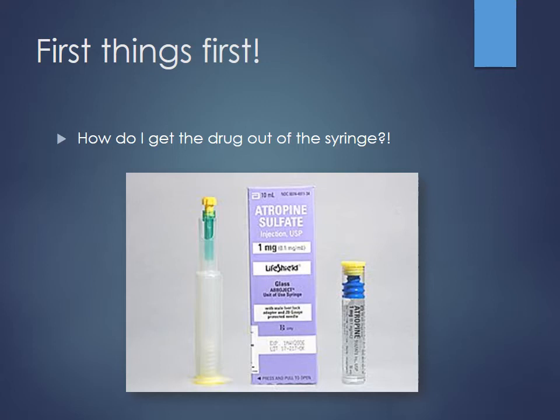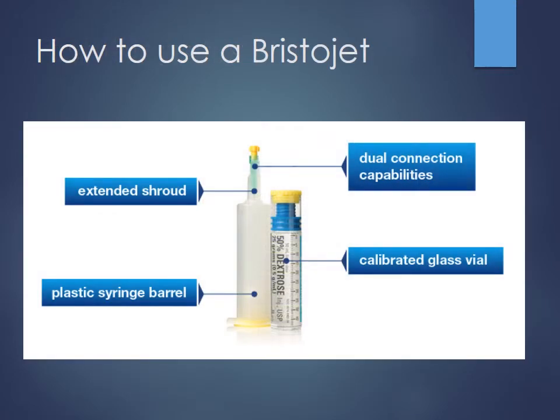Anywho, so what you end up getting out is this kind of barrel here with the needle end on it, and then you have this vial of drug. And so you're like, okay, well, how do I get this drug out of here? What do I do? Right? And if you're doing it the first time, in the middle of a code, you're going to be kind of freaked out and not really know what the heck you're doing. But these are called Bristojets, and it's a very common way you'll see a lot of code medications being given. Essentially, you're just going to pop off the yellow caps on either end.